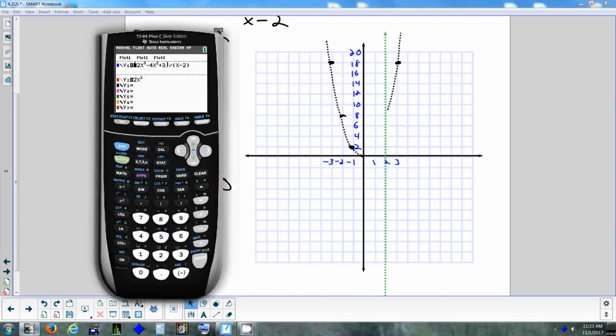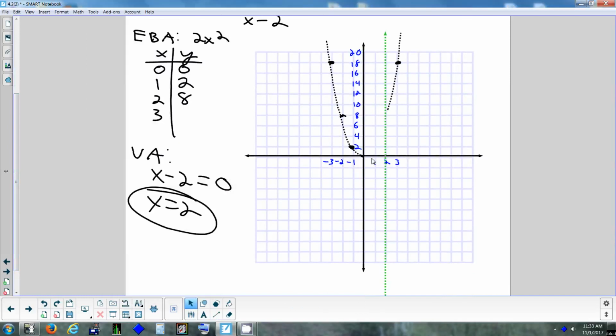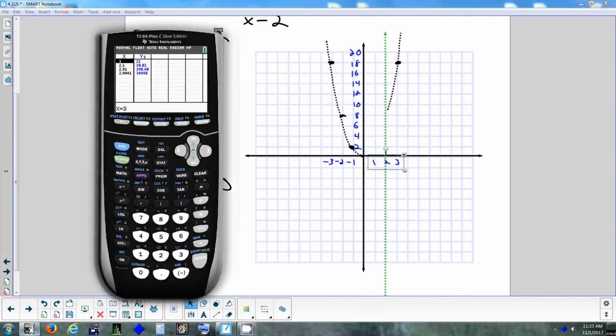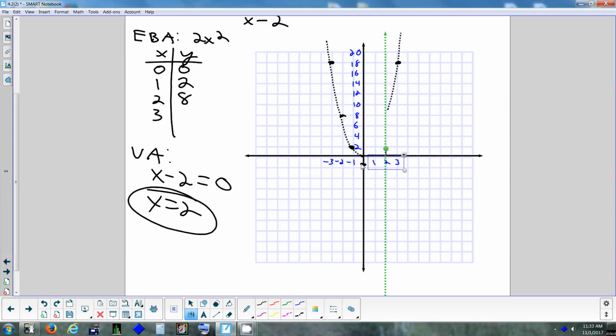All right, now what I'm going to do is go to my table. Okay, I've already got it typed in. And I'm going to plug in 0, 1, 1.99, just to kind of see what's happening. So if I plug in 0, I'm at negative 1.5. Remember, my y-axis goes by 2's. So negative 1.5 would be about right there.